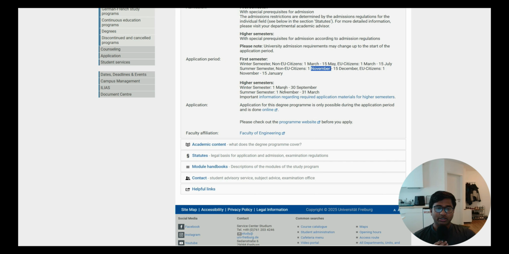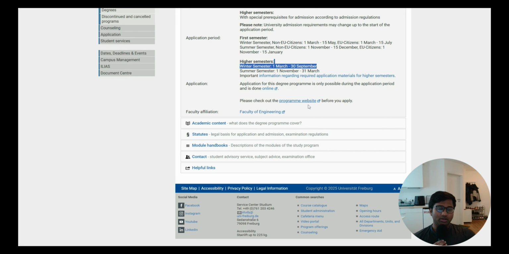And the higher semester deadline is also there if you want to apply for higher semester. For winter semester you have to apply from 1st March to 30th September, so you have plenty of time. And for summer semester also you have plenty of time, 1st November to 30th March. But you have to go through the information regarding the higher semester if you are applying. There are so many criteria that you need to fulfill when you're changing the college, so make sure you fulfill or have all requirements, then apply.